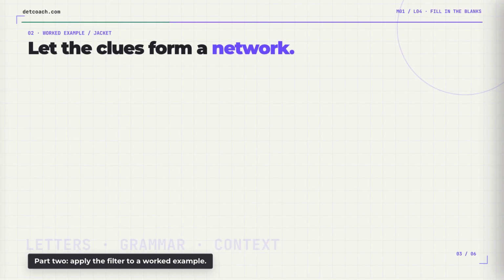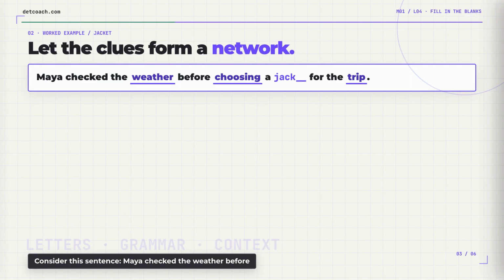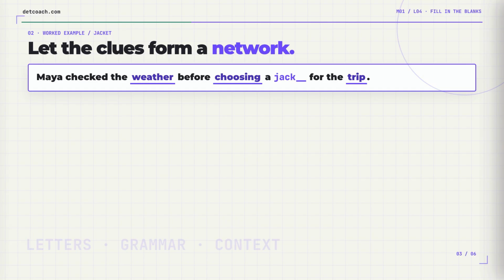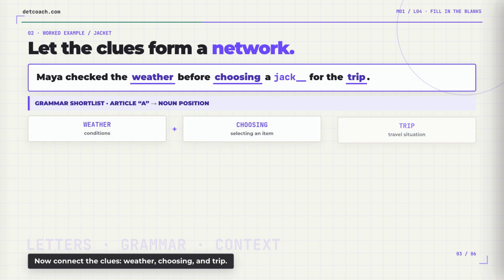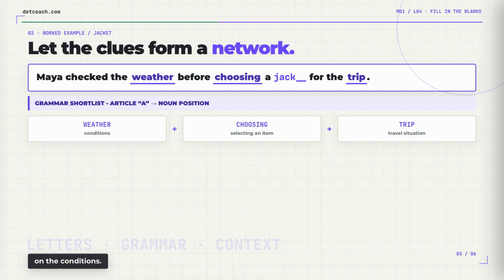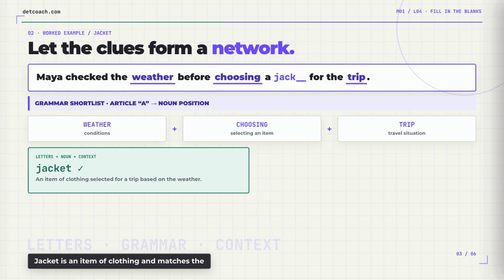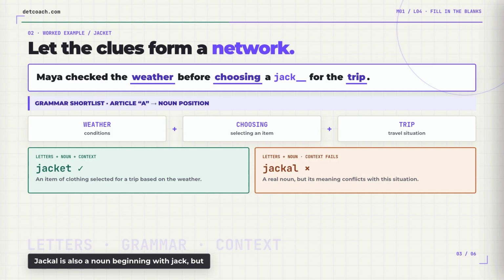Part 2. Apply the filter to a worked example. Consider this sentence: Maya checked the weather before choosing a jack blank for the trip. The incomplete word begins with the letters J-A-C-K. The article A creates a noun position, but grammar alone does not reveal the noun. Now connect the clues: weather, choosing, and trip. Together, they describe selecting clothing for a journey based on the conditions. Jacket is an item of clothing and matches the given letters. Jackal is also a noun beginning with jack, but its meaning conflicts with the situation. The natural answer is jacket, because the letters, grammar, and clue network all agree.